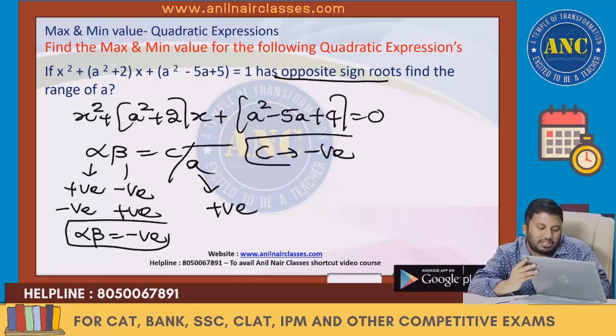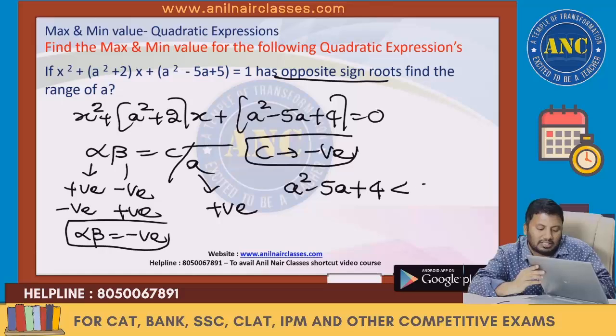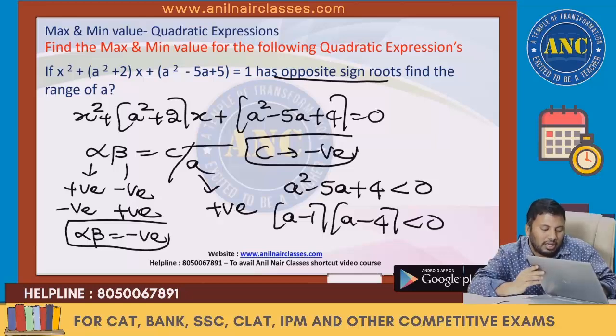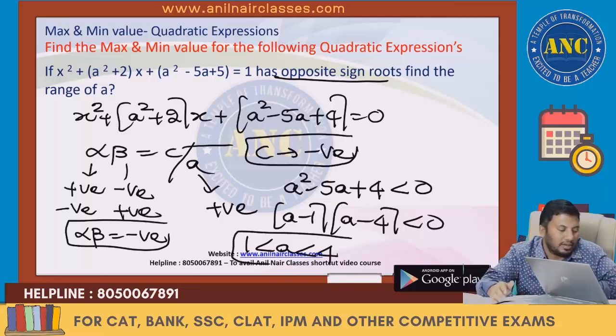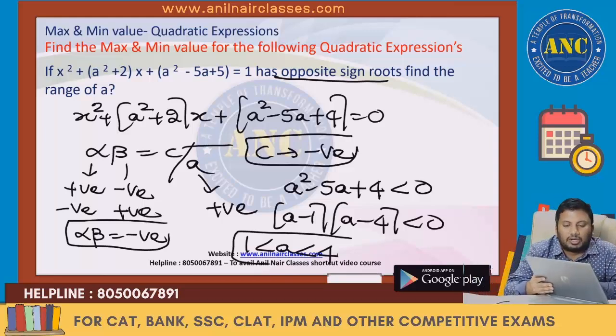If c is negative, a square minus 5a plus 4 should be less than 0. (a minus 1) into (a minus 4) less than 0. So a lies between 1 and 4. I hope the concept is clear to you.